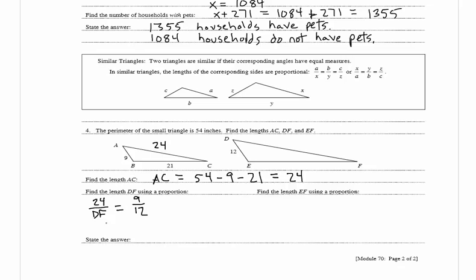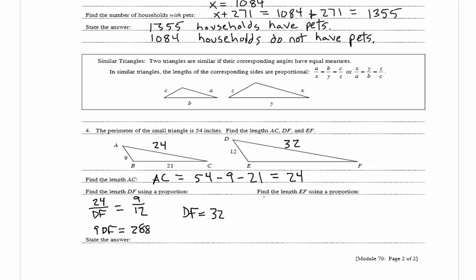And now I'm going to cross multiply. So I have 9DF is equal to 24 times 12, which is equal to 288. And now we can divide both sides by 9, and I find that DF is equal to 32. So then we can say that DF is 32.